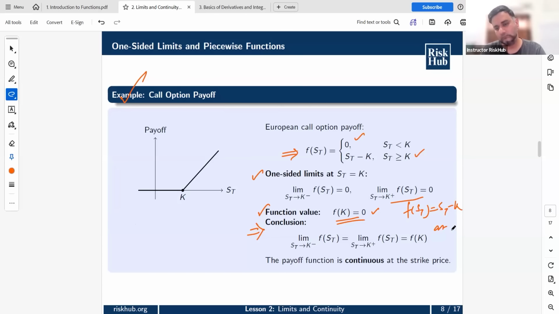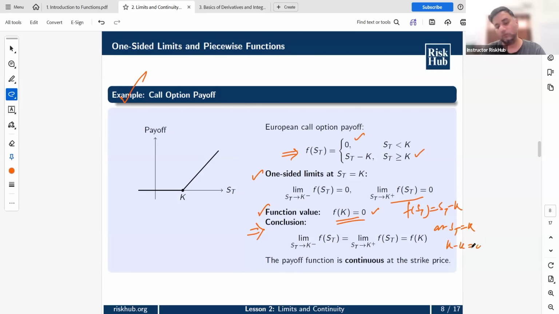At S_T equal to K, because K is given. What will happen? We are approaching from the right side. When we are approaching from the right side, S_T is equal to K, so it is K minus K. So it becomes what?